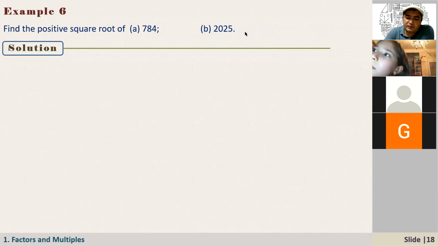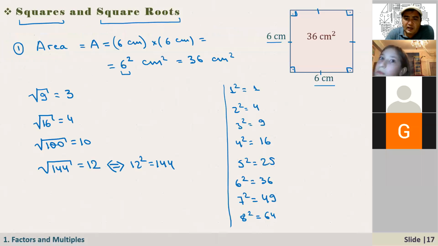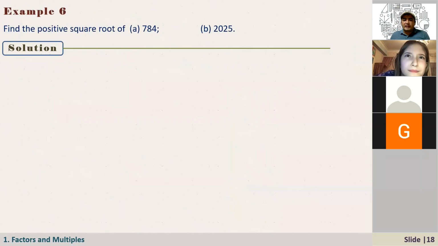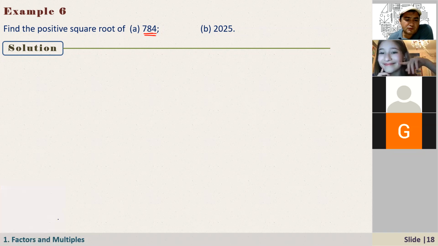All right, guys, then let's continue. We were talking about factors and multiples. Also today, after that, we talk about squares and square roots. And you were supposed to learn until the square of 20, right? Okay, guys, let's continue. It says, find the positive square root of 784. Now, using the factors, how do we answer this question? To answer this question, first, we have to find its prime factorization.